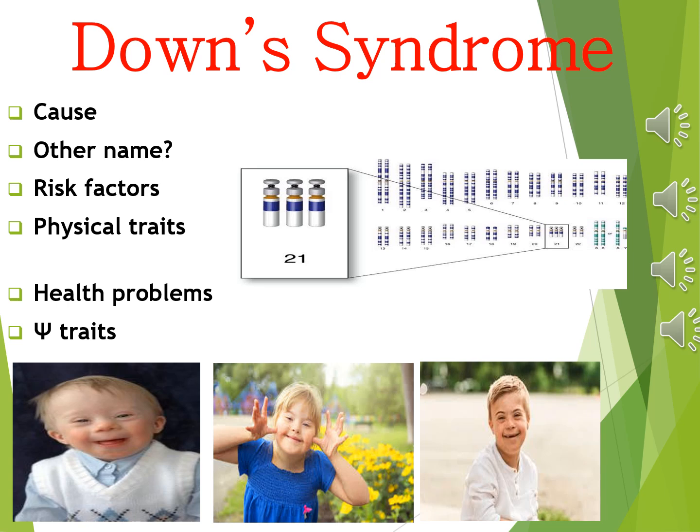So now let's consider physical traits, health problems, and psychological traits. Let's now consider Down syndrome. Take a look at the bulleted items and consider what you know about the topic, and then we'll proceed.